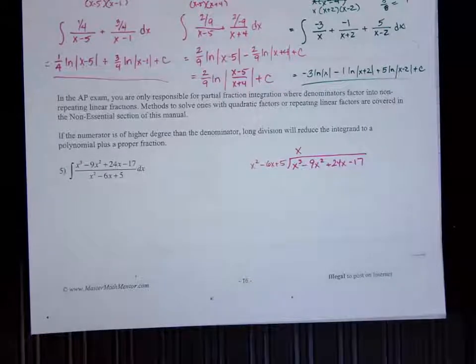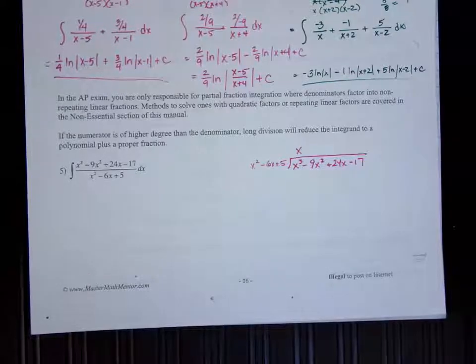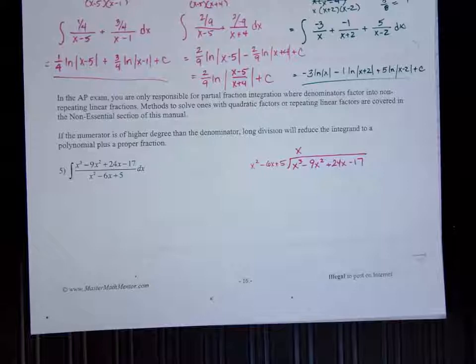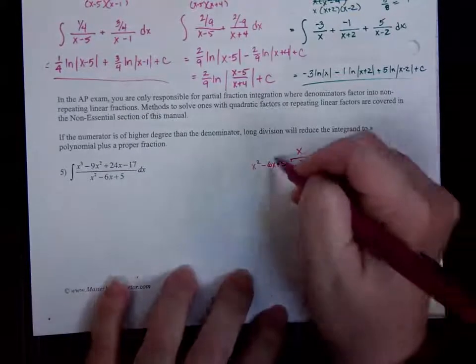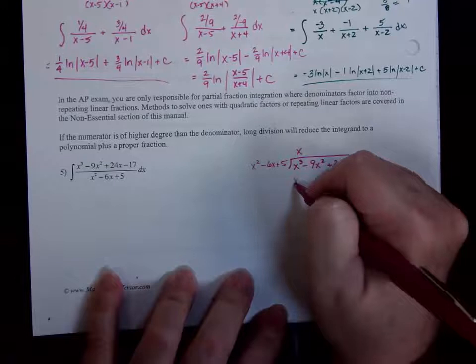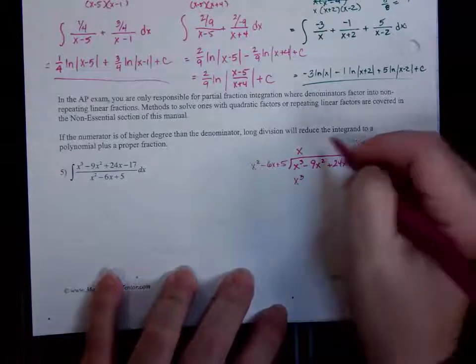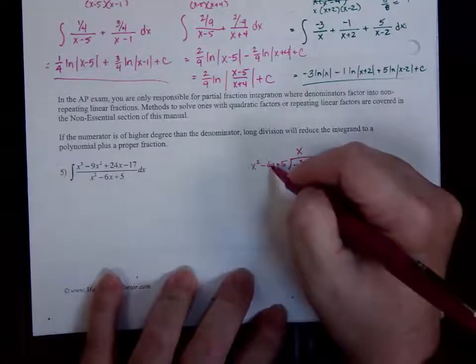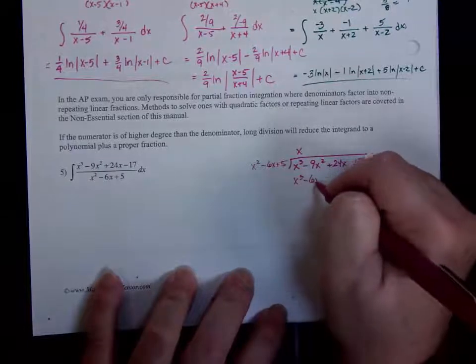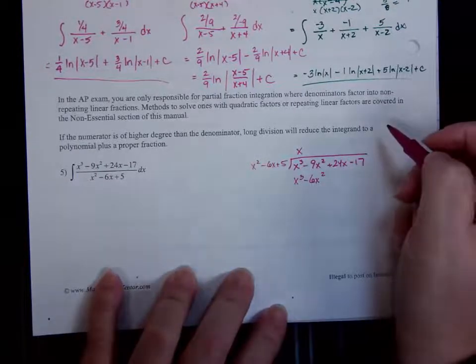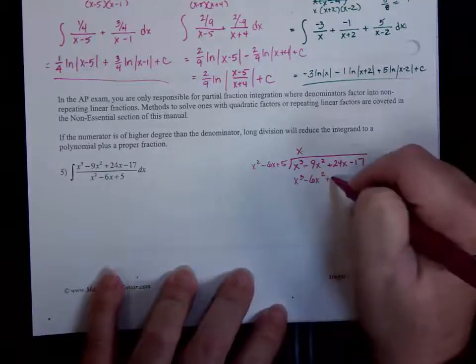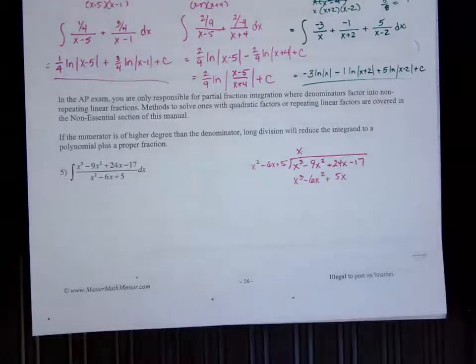Okay? Now when we put our number on top of the division symbol, what did we do next? We multiply that number to everything out front. And that's what we're going to do here. X times x squared is x to the third. X times negative 6x is negative 6x squared. X times 5 is positive 5x. So I'll give you a second to write that down. Does everybody see where all that came from?